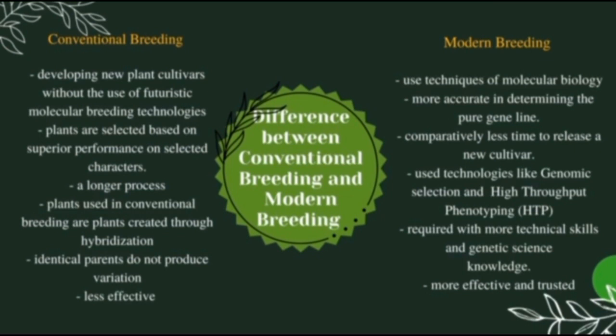Compared to conventional breeding, modern breeding is more accurate in determining the pure gene line because it uses a genotype-based method, and modern breeding only requires a short period of time to release a new cultivar. Apart from that, modern breeding uses genetic selection and the high throughput phenotyping or HTP method to produce a new cultivar. However, modern breeding requires more technical skill and genetic science knowledge compared to conventional breeding, which only requires basic knowledge. Lastly, modern breeding is more effective and trusted because before releasing a new cultivar, the breeder has done scientific research and scientific findings.